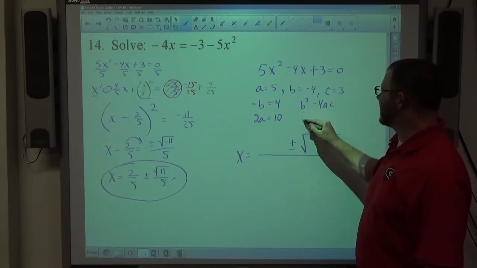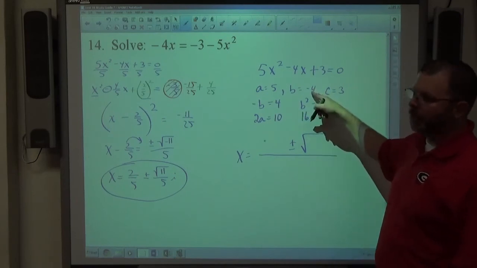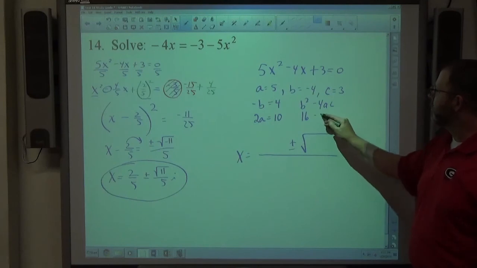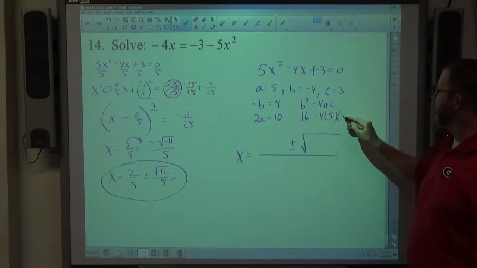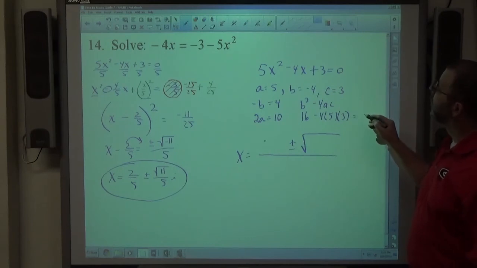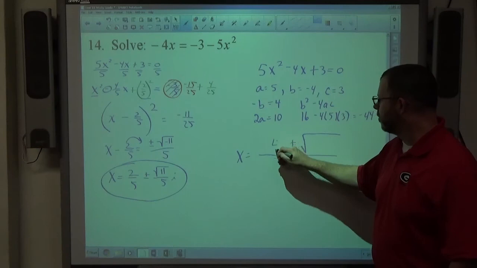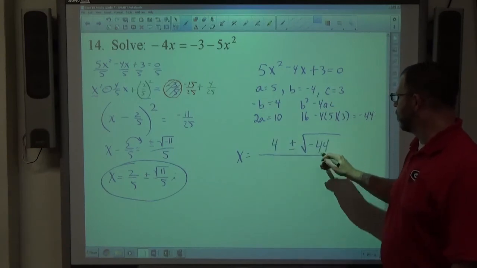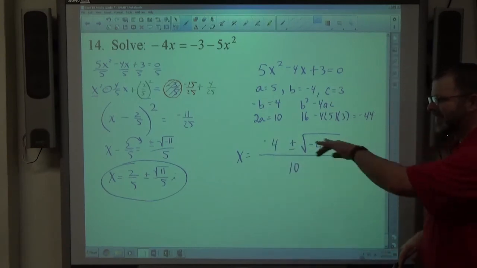B squared is 16. Whether or not B is positive or negative, when you square it, you get a positive. Minus 4 times 5 times 3. That's 16 minus 60, which is equal to negative 44. So altogether, I get 4 plus or minus the square root of negative 44 over 10. That's the same answer as that.